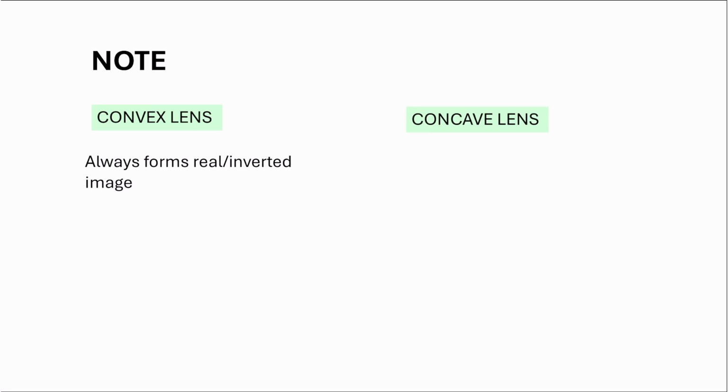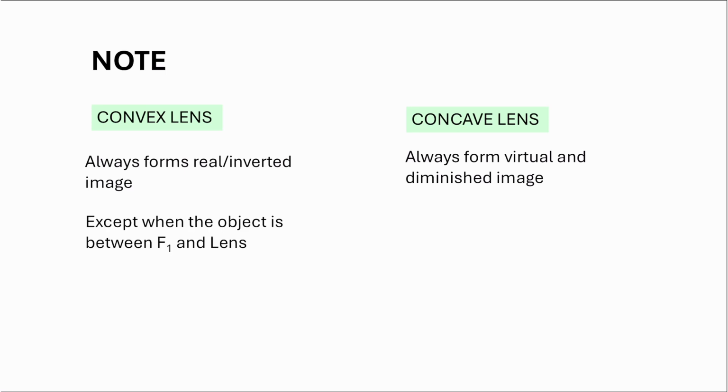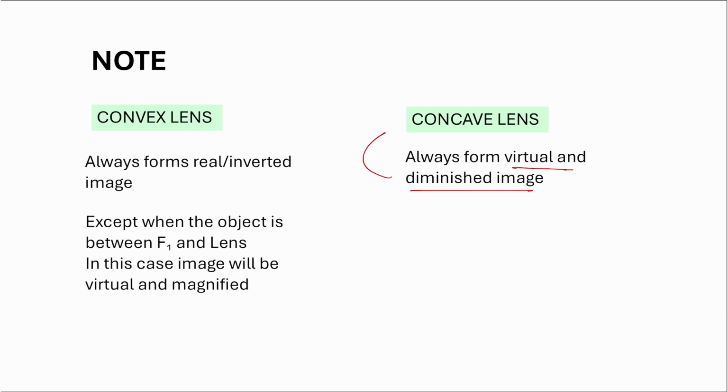Also remember the following points. A convex lens will always form a real and inverted image, whereas a concave lens will always form a virtual and diminished image. But there is an exception when it comes to a convex lens. That is when the object is placed between f1 and the lens. In that case, you will get a virtual and magnified image. So keep in mind, if it is a virtual and diminished image, it is concave. If it is a virtual and magnified image, it is convex.